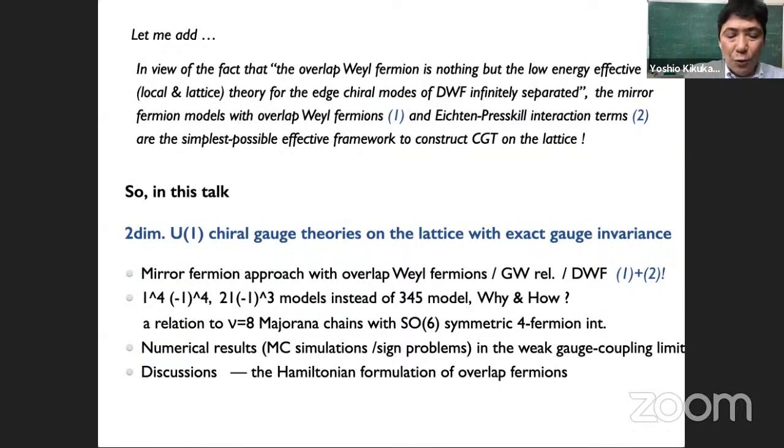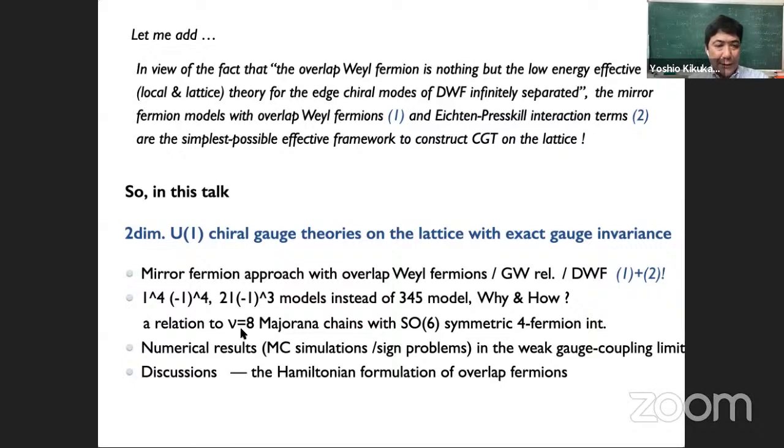And in the course of this explanation, I'd like to point out several properties of my lattice model and the difference from the actually formulated 3-4-5 model.